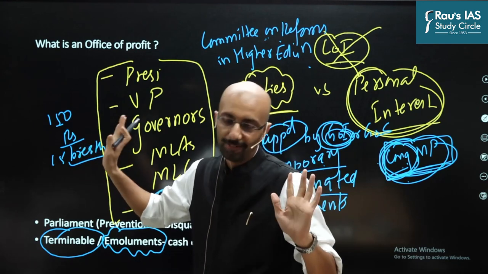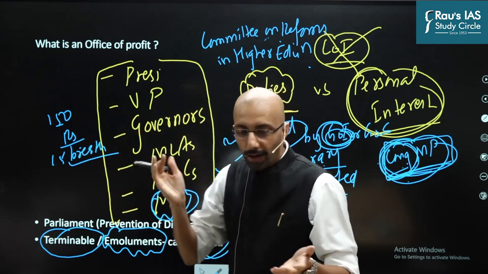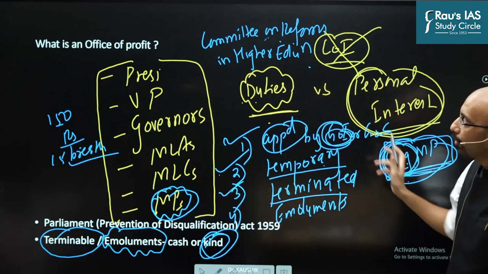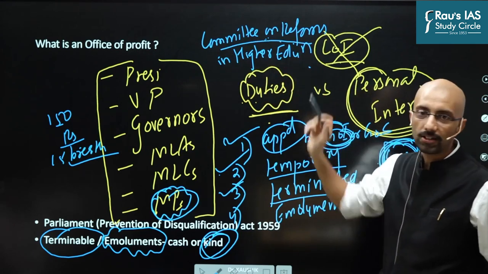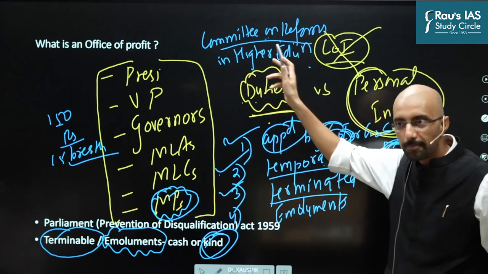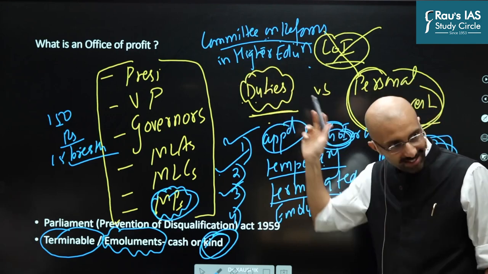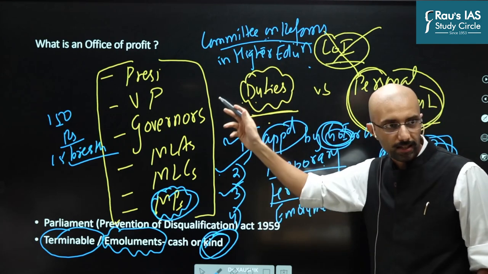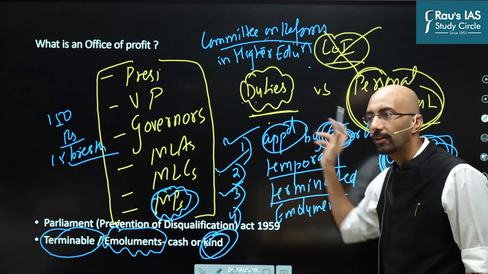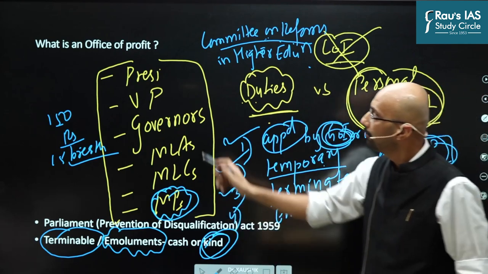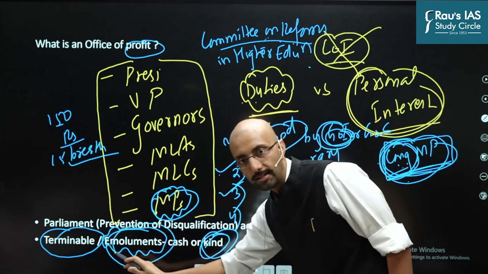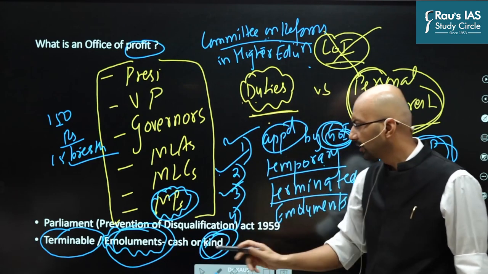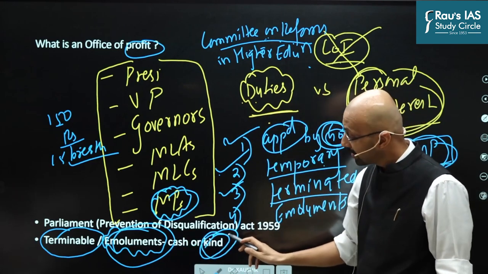Nothing is for free. So, if you are making this MP a member of this committee on higher education, whenever this committee has its meetings, this MP will have to go to these meetings. He has to give his time. He has to give his experience. He has to give his knowledge. And in return, he will definitely get some kind of profit, some kind of emoluments. Emoluments are most likely not in cash, but in various kinds of kind.